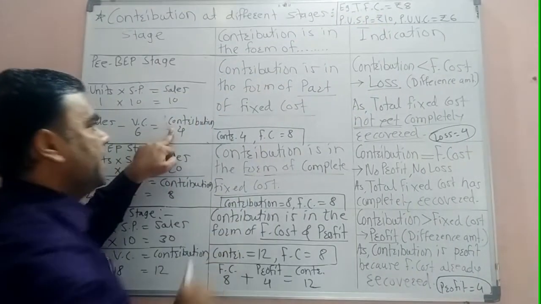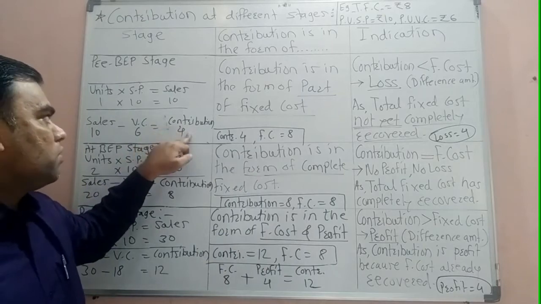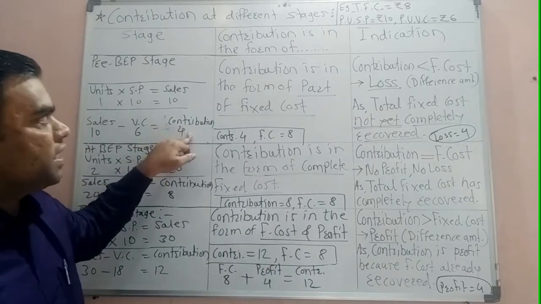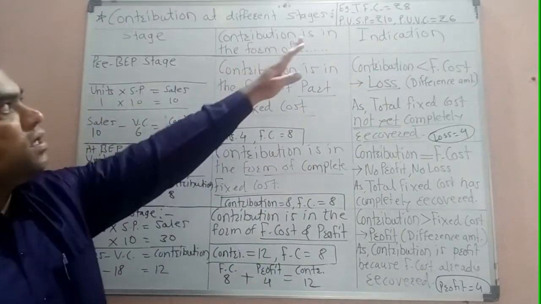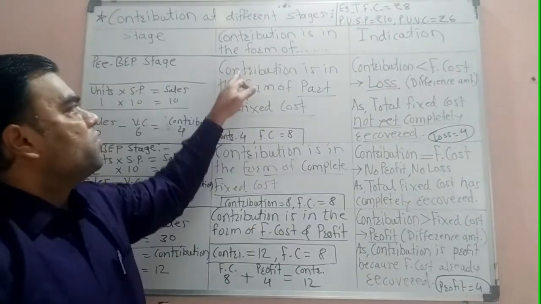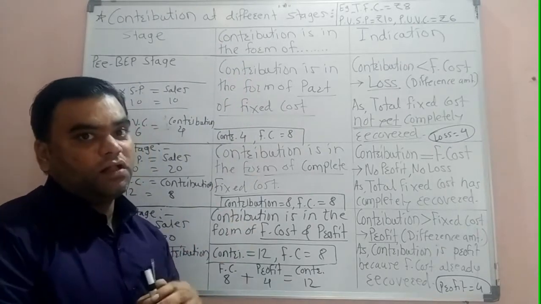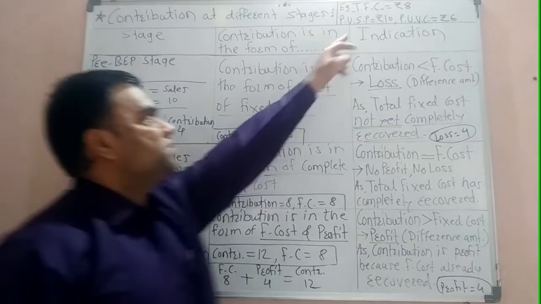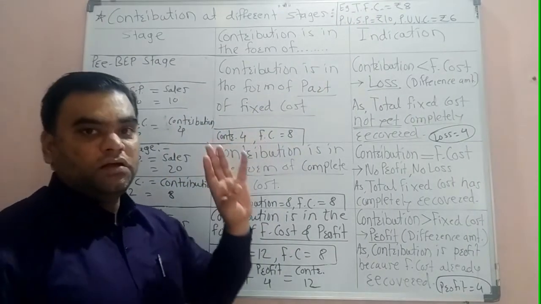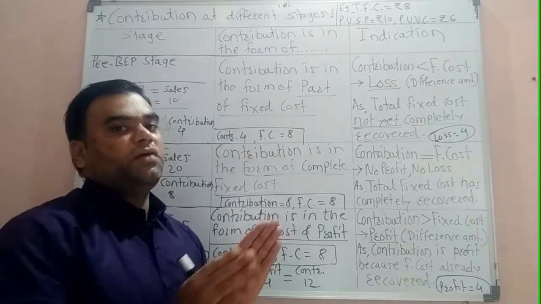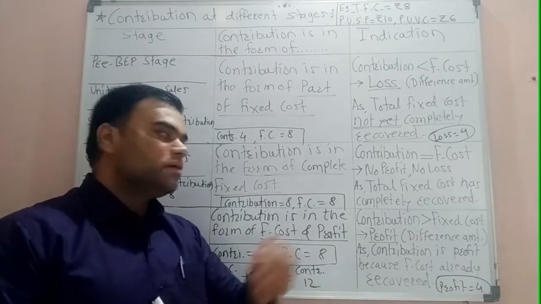which is rupees 8. When we sold one unit, our 4 rupees contribution is utilized to recover our total fixed cost. Our total fixed cost is 8. When we sold one unit, how much fixed cost is recovered? Rupees 4. Out of 8 rupees we have recovered rupees 4. So 50% of fixed cost we recover and 50% of fixed cost remains to recover.